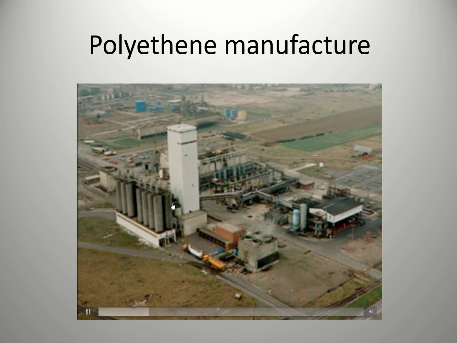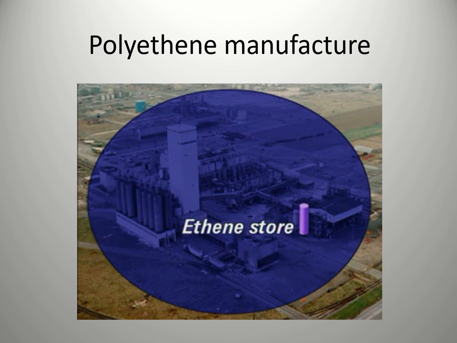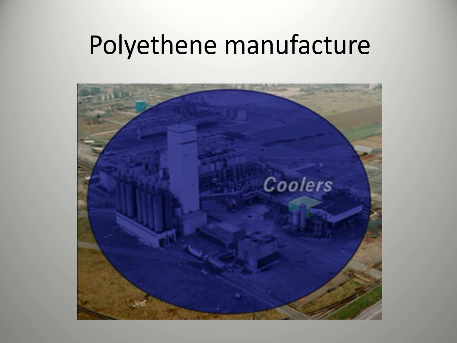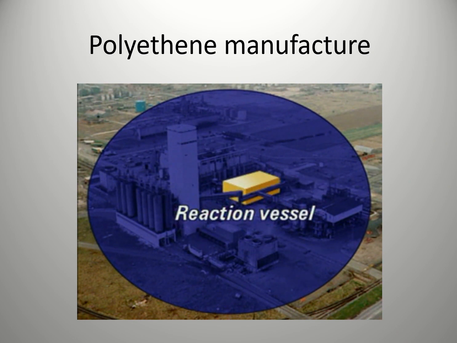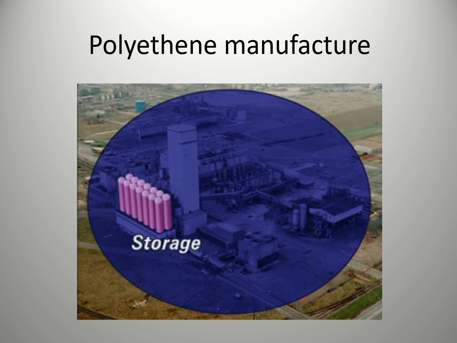On this site, ethene enters the plant by pipeline, and some is stored in this tank. The compressors are here, and these are the coolers. Polymerisation takes place in this building. The polymer is dried in this tower and stored here.